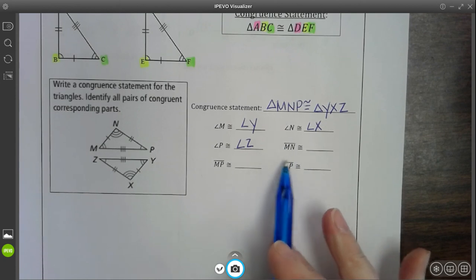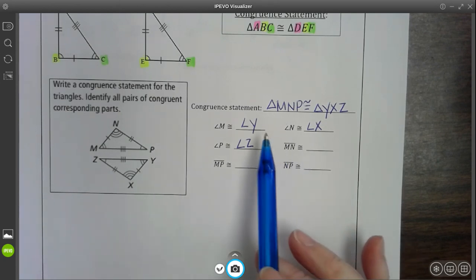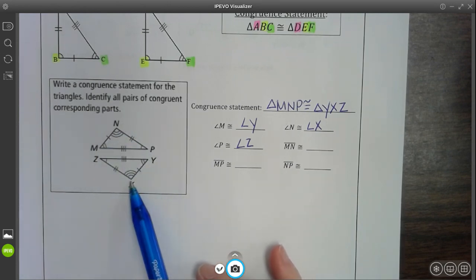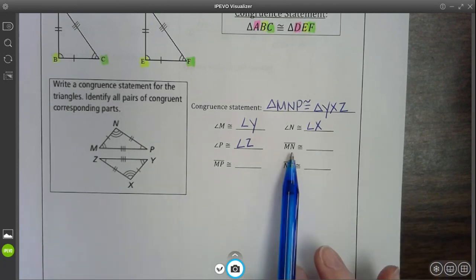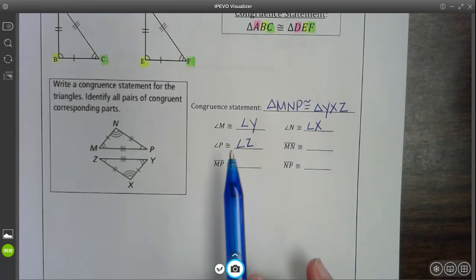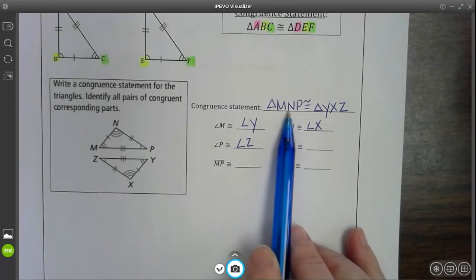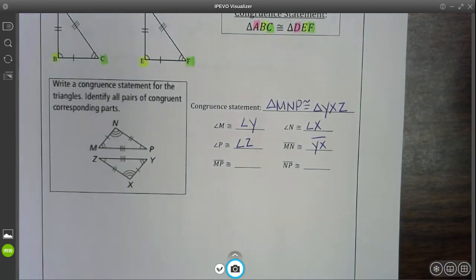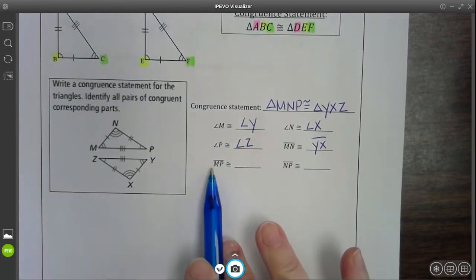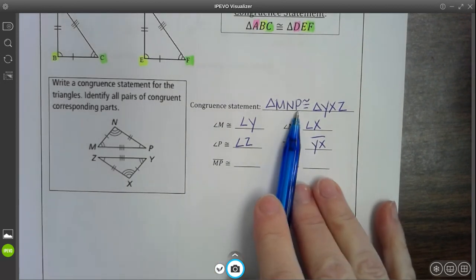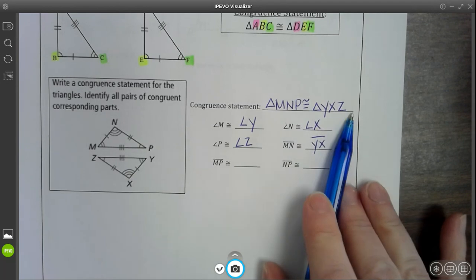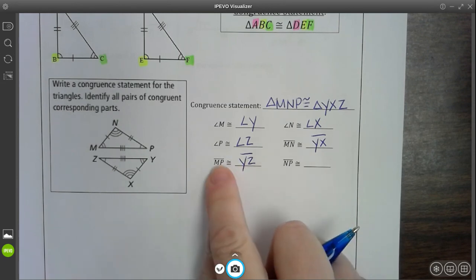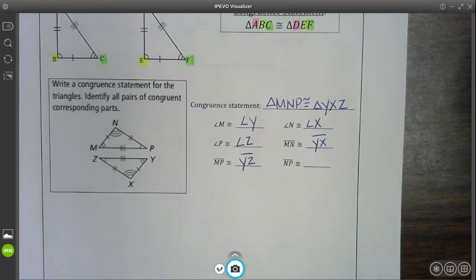Now, as far as the sides go, MN has 1 arc mark, and here Y and X have 1 arc mark. It is important to even list these in the correct order. If I look up at my congruent statement, MN are the first 2 letters. The first 2 letters here in that order are YX. So those segments are congruent, which means they're the same length. Next, MP: M and P are the first and last letters. First and last letters here are Y and Z. Here I am putting the segment symbol on top. Segment MP is congruent to segment YZ.